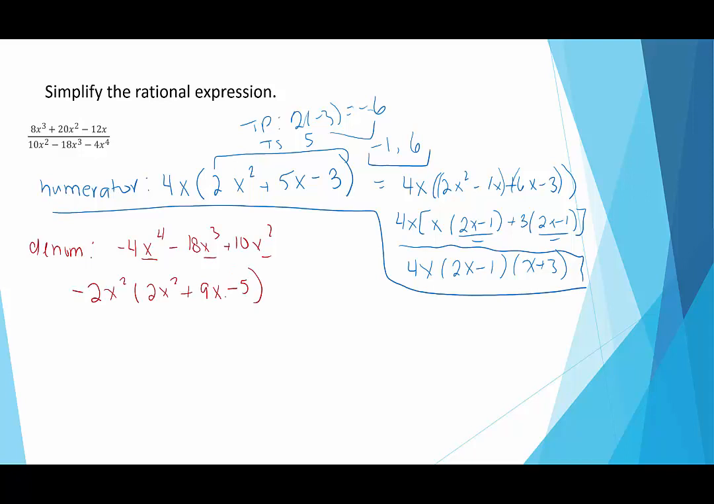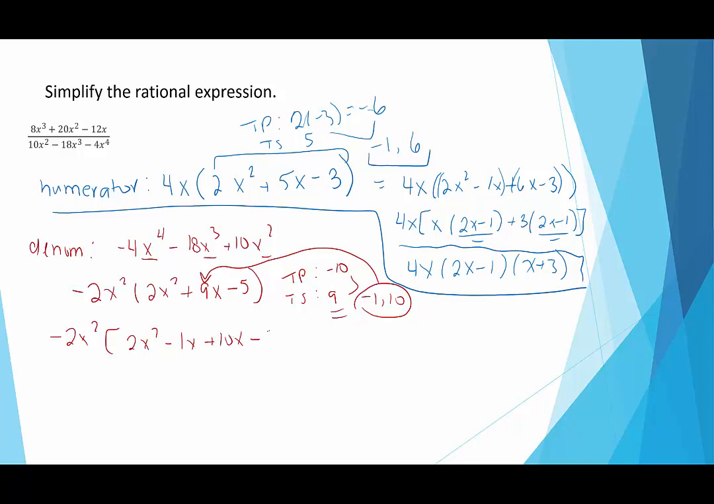Okay, we want to see if this trinomial is factorable. Our target product is going to be 2 times negative 5 or negative 10, and our target sum is going to be positive 9. So two numbers that multiply to negative 10 and add up to positive 9 will be negative 1 and positive 10. We're going to use these to expand the middle, replace that middle coefficient with negative 1x and 10x, because we know that that adds up to 9x, right? That was our target sum. So that gives us negative 2x squared, and then we have 2x squared minus 1x plus 10x minus 5.